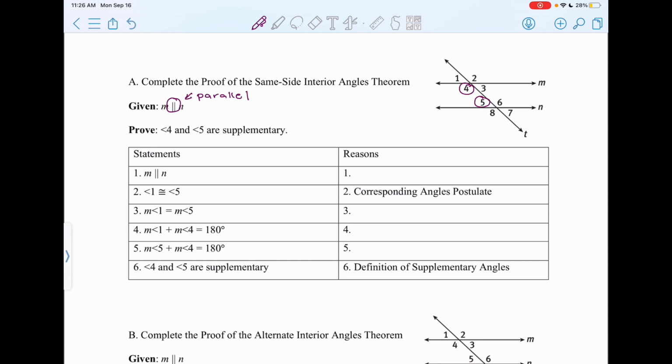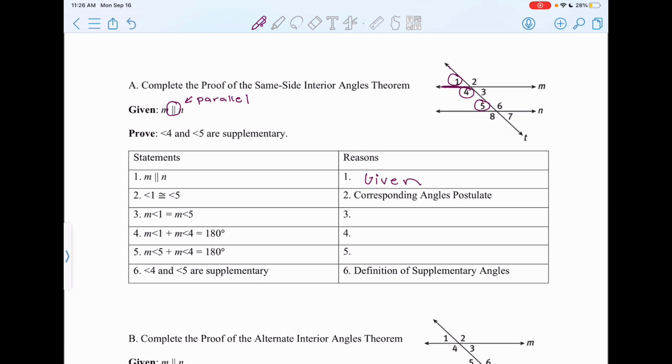So number 1, lines M and N are parallel. This was given to us. Because those lines are parallel, I know that angle 1 is congruent to angle 5 because angle 1 and angle 5 are corresponding angles. And I know that by the corresponding angles postulate. We just wrote that one down. Because those angles are congruent, it means they have the same measure. That's the definition of congruent. If two angles are congruent, they have the same measure.